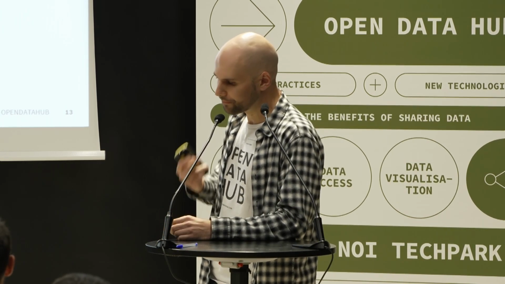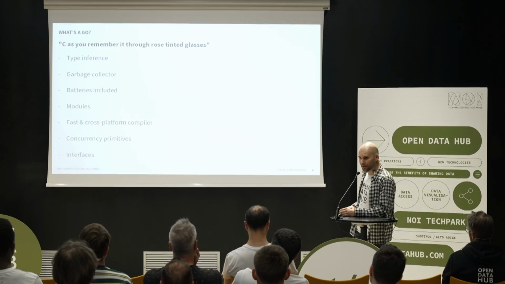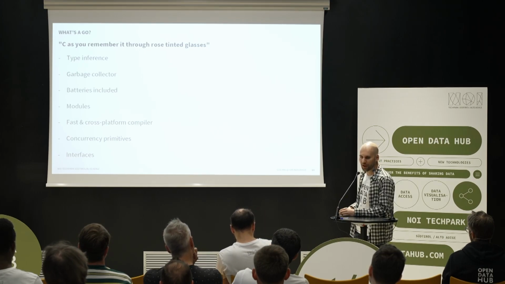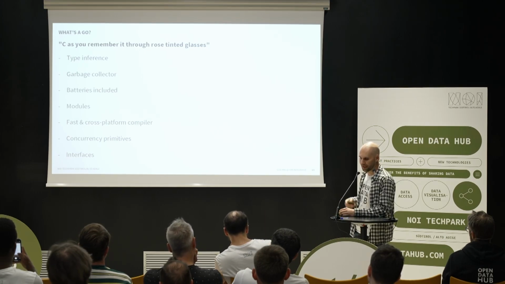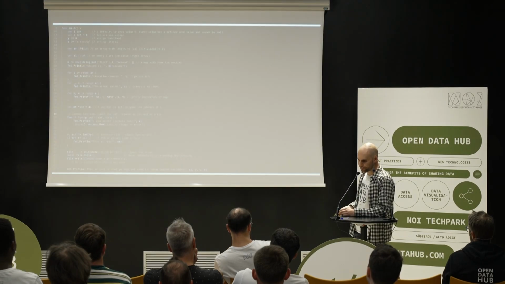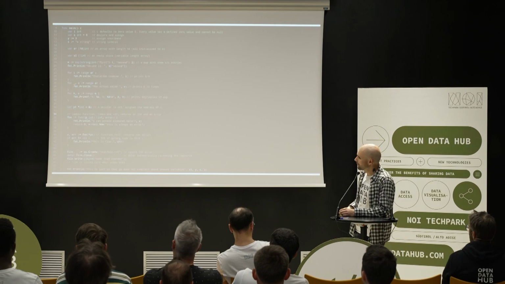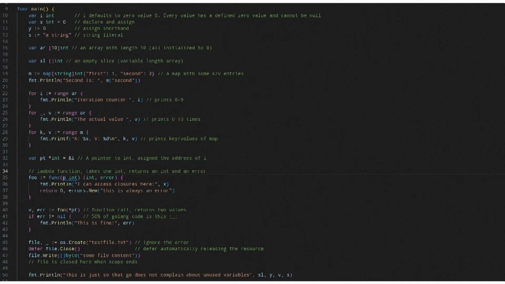It has a very fast and cross-platform compiler, so it's very easy to compile programs for other platforms, and it's instantaneous, pretty much. And it has very good concurrency support. That's one of the killer features of Go, so it lends itself very well to writing servers, backend stuff that uses multiple threads. And this is Go. I hope you can read it.